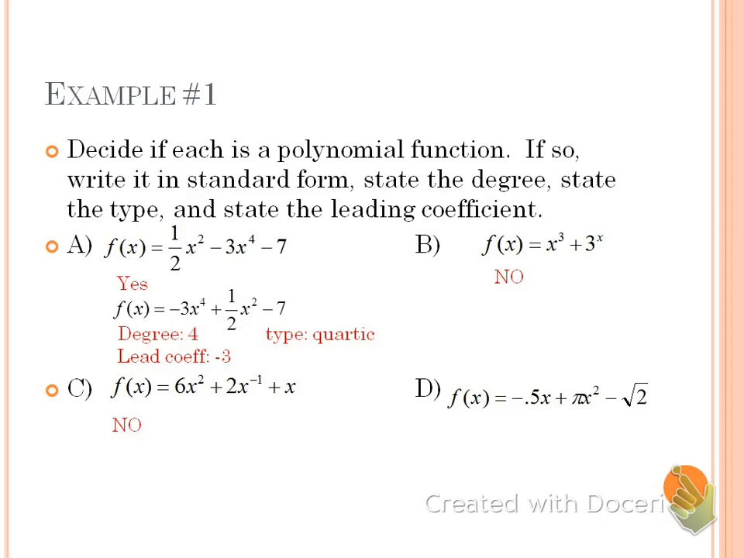D, is that a polynomial function? Just check out the exponents. Are your exponents okay? Yeah. Your exponents are a 1 and a 2. So yes, this is fine. Now we write it in standard form. So biggest exponent to littlest exponent. What goes in the front? Pi x squared, followed by the negative 0.5x and the minus square root 2.